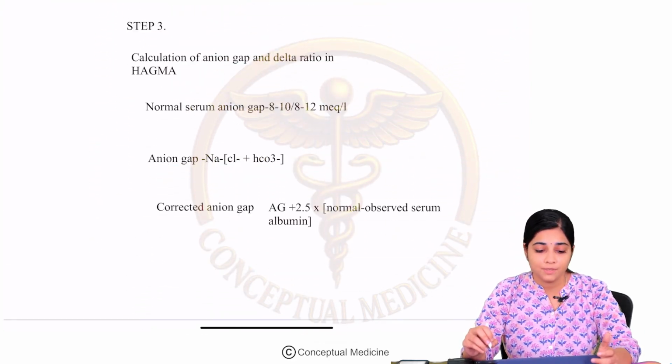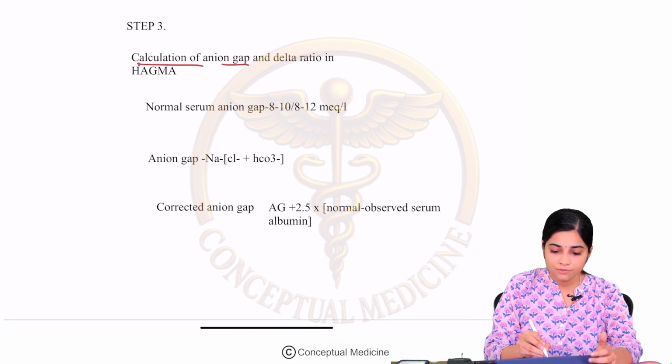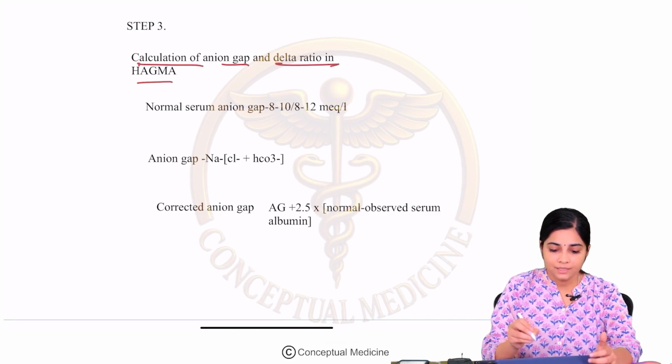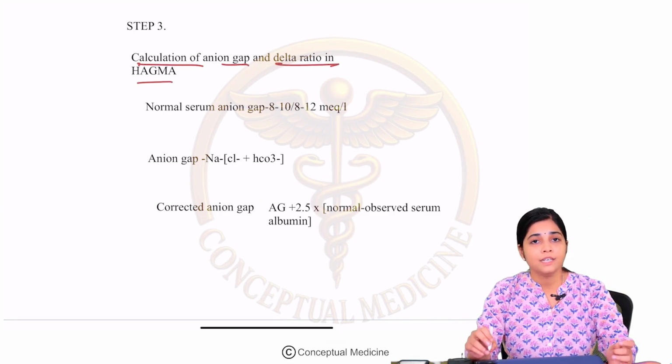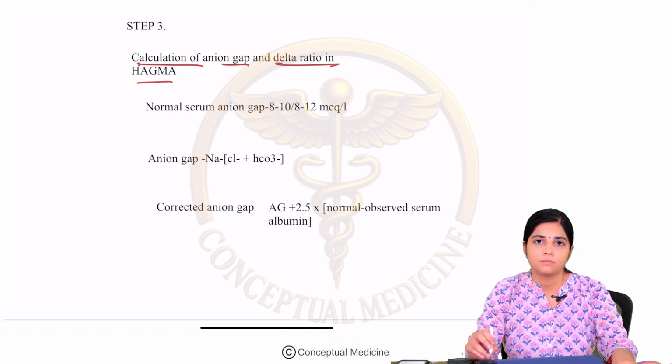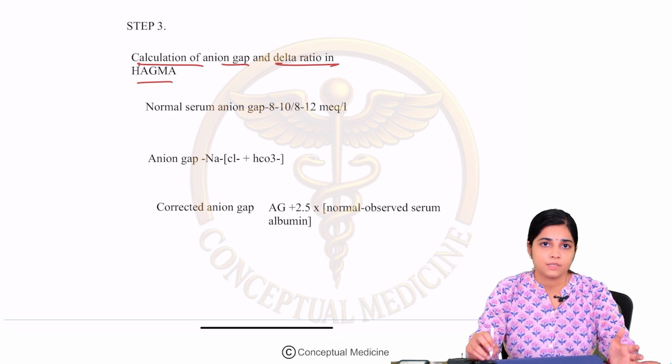What is your step 3? It is the calculation of the anion gap and delta ratio, right? So delta ratio is calculated in your high anion gap metabolic acidosis, and calculation of anion gap is done to differentiate whether this is a HAGMA or a NAGMA, right? So HAGMA versus NAGMA we have dealt with in our chapter on metabolic acidosis as well.